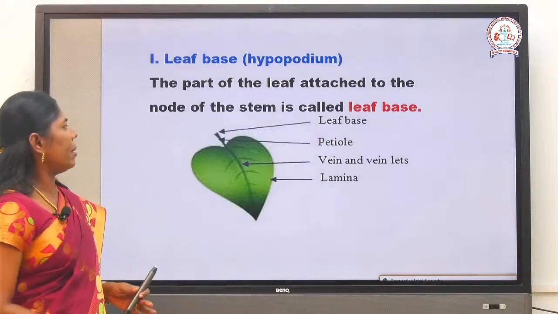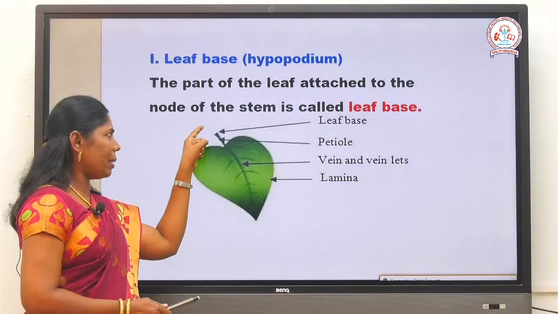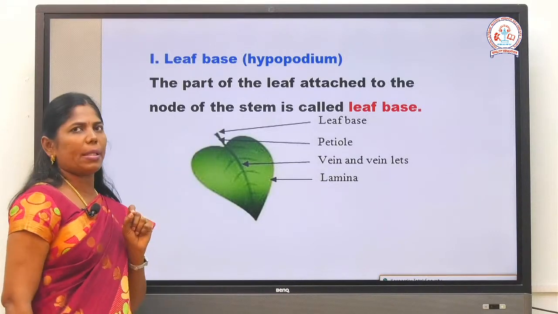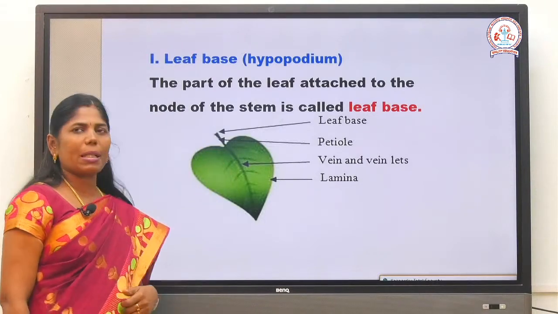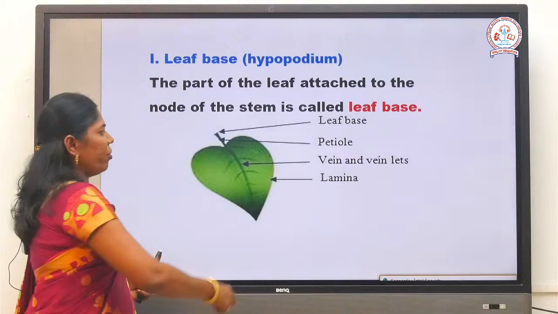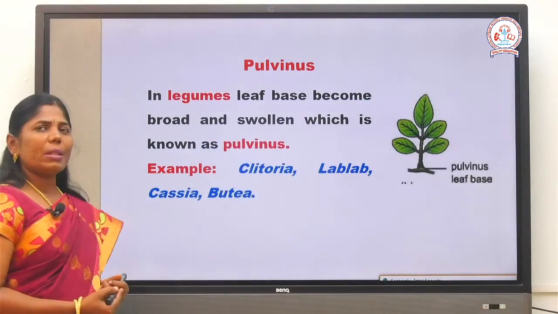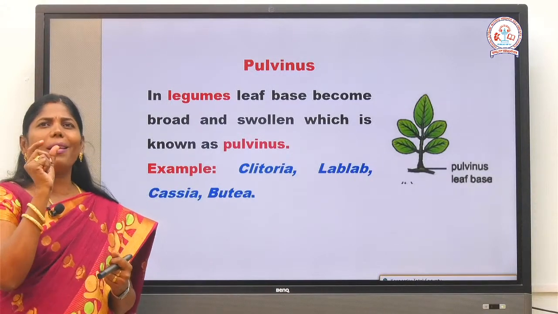The leaf base is at the base of the node, the nodal region. The part of the leaf attached to the node of the stem is considered the leaf base. The leaf base is otherwise called the hypopodium. In some plants, the leaf base is somewhat bulged.